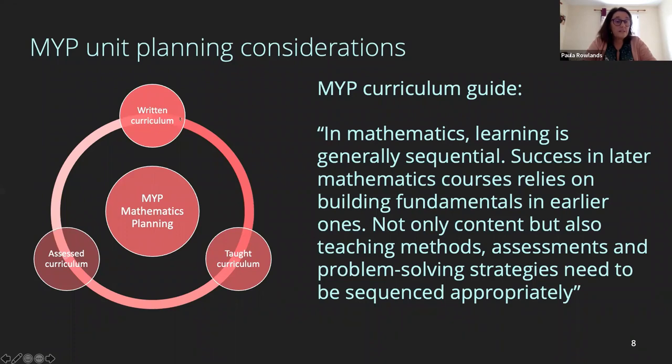You've got your written curriculum, that's your framework, that's your vertical articulation from year to year. What are you going to be following from year to year? And then you've got your taught curriculum. So that's what's going on in the classroom. What are the learning experiences for the students? And then you've got your assessed curriculum. How are you going to determine what you've taught in the classroom, what the students have experienced, how has that gone? Has that been successful? And all of these are interconnected.